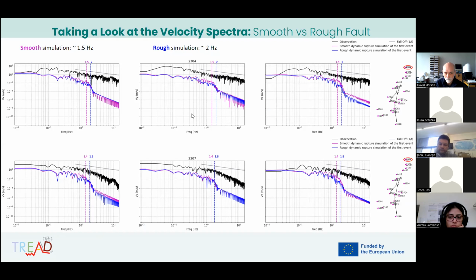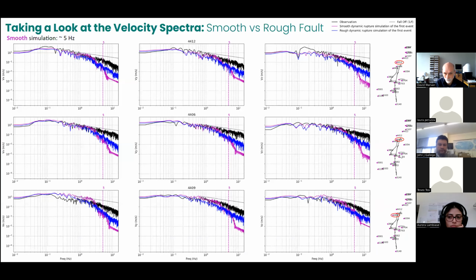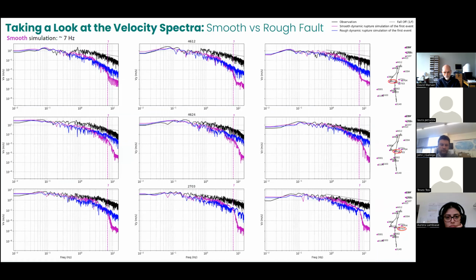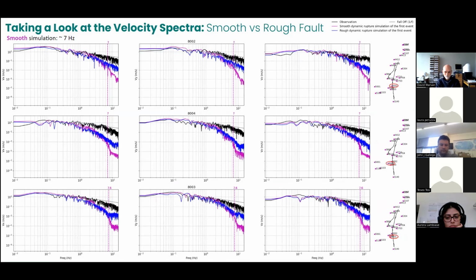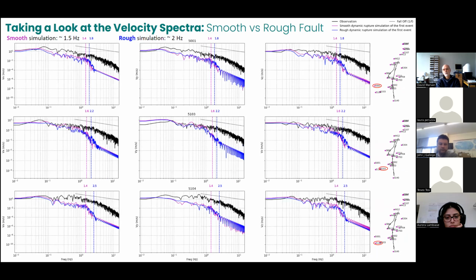For the smooth simulations, we can see that the fall off is occurring at around 1.5 Hertz, and for the rough at around 2 Hertz. And this changes as we approach the fault. When we're a bit closer, the rough seems to keep following the observed trend, and the smooth seems to fall off at around 5 Hertz. Even closer, this seems to occur at around 7 Hertz, even for other stations close to the fault. And then when we start moving back out, we move back to 1.5 Hertz for the smooth and 2 Hertz for the rough.